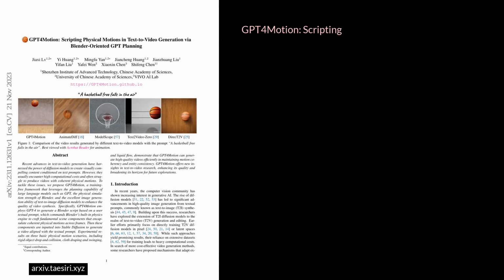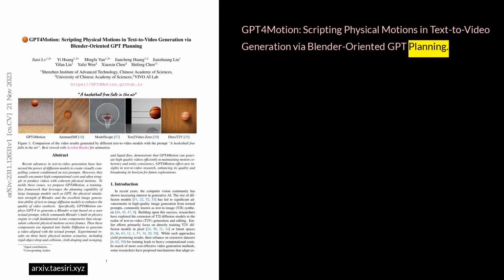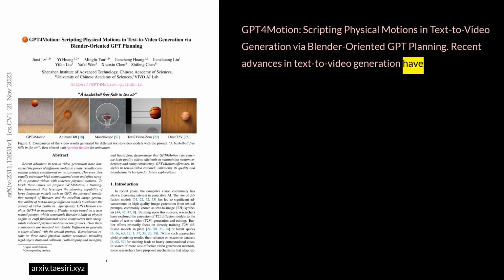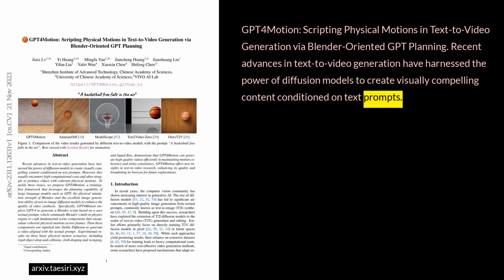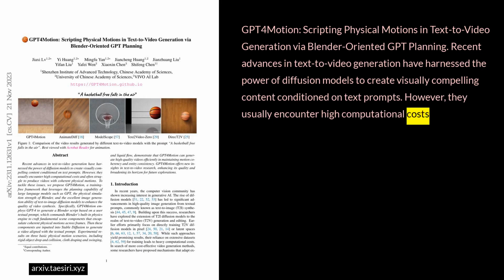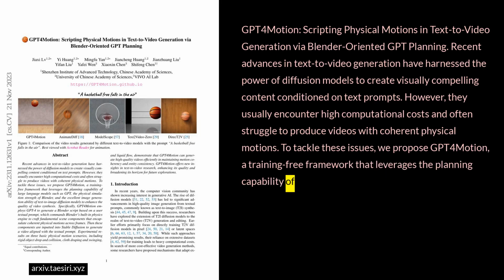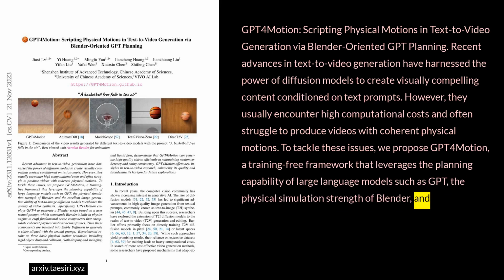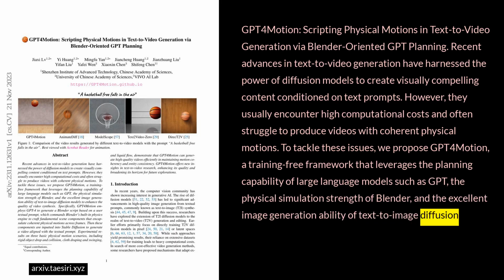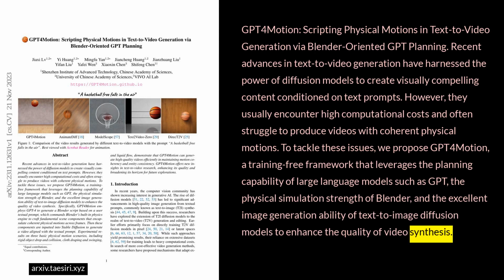GPT-4 Motion, scripting physical motions in text-to-video generation via Blender-oriented GPT planning. Recent advances in text-to-video generation have harnessed the power of diffusion models to create visually compelling content conditioned on text prompts. However, they usually encounter high computational costs and often struggle to produce videos with coherent physical motions. To tackle these issues, we propose GPT-4 Motion, a training-free framework that leverages the planning capability of large language models such as GPT, the physical simulation strength of Blender, and the excellent image generation ability of text-to-image diffusion models to enhance the quality of video synthesis.